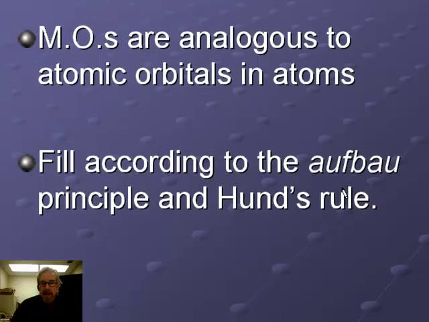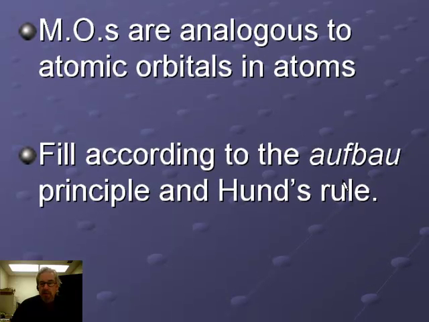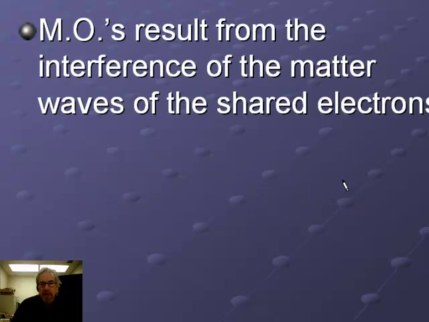Like atomic orbitals, they fill according to the Aufbau principle and Hund's rule. And so we can translate some of the stuff over from atomic theory and make use of it here. So the molecular orbitals result from the interference of the matter waves of the two shared electrons that fill that orbital. Now, interference can happen in two ways when you have two waves.